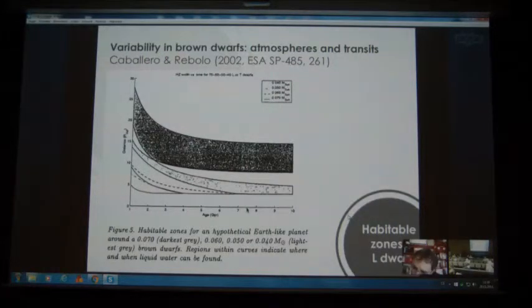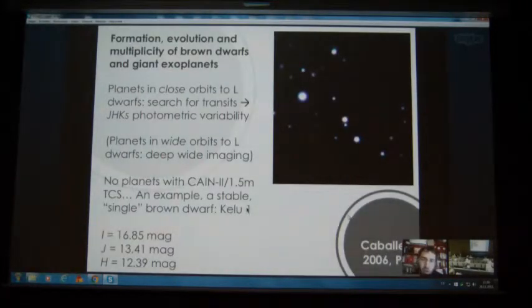And we made an initial project of looking for eclipses of transits of L-dwarfs. It was the first near-infrared photometric variability survey of L-dwarfs all over the world. It was performed in J, H, and K short bands with a 1-meter telescope in the Canary Islands.